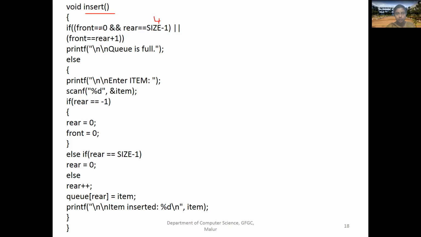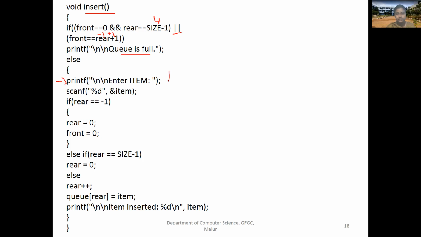Whether front is 0, no. And rear is size -1. Now rear is also -1 only as of now. Or, this is the or symbol, or front equal to rear plus 1. What is the rear value? Rear value is -1 as of now, plus 1, that means 0. Both are not true, so the queue is not full. This condition won't work. It will come here.